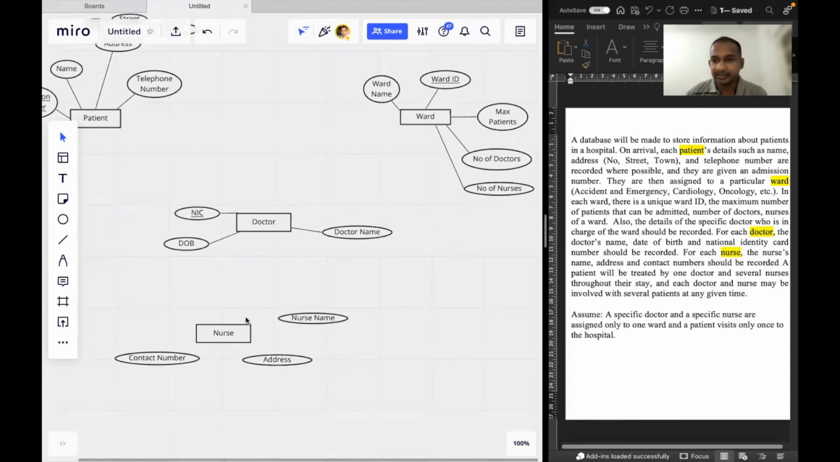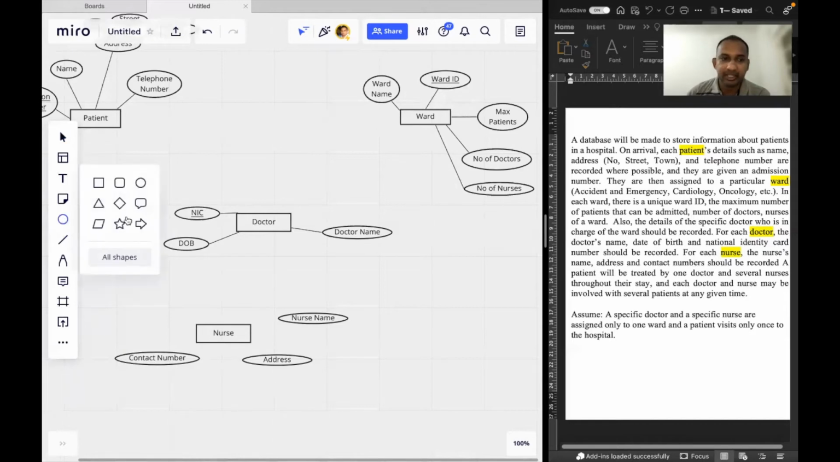But the nurse, check that one. For each nurse, the nurse name, address, and the contact number should be recorded. But here we cannot identify a unique identification number. That means the nurse name can be duplicated. The same name can be held by more than one nurse. Address also can sometimes be the same. The contact numbers also we cannot make a primary key. In such a situation, you have to generate the primary key.